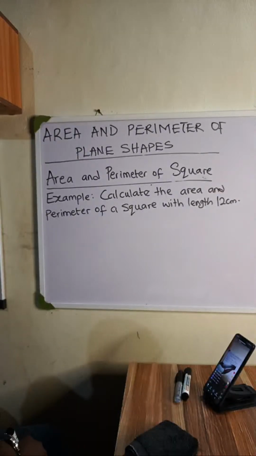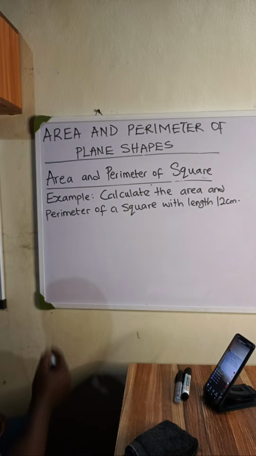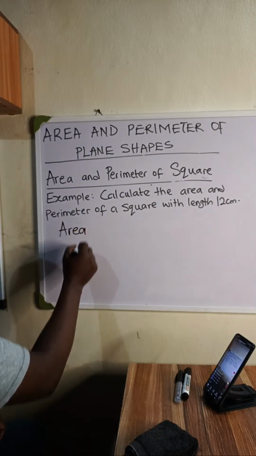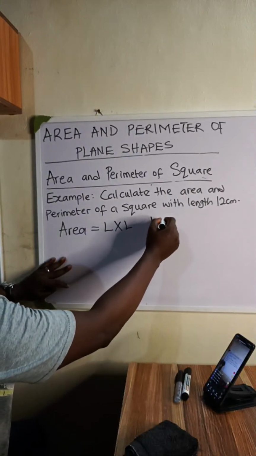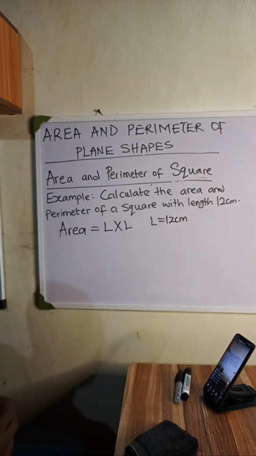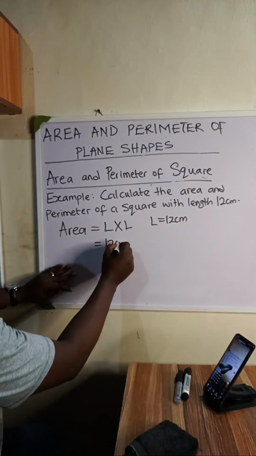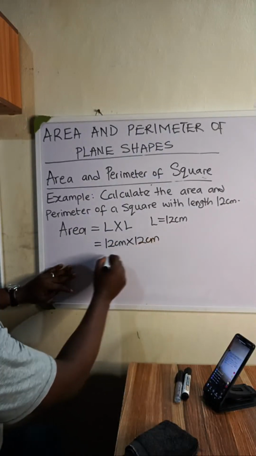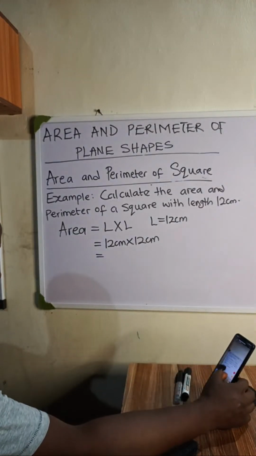So we're expected to calculate the area and perimeter of a square with length 12 centimeter. Okay, so let's calculate the area. Area, we know that area is equal to length multiplied by length. Our length is equal to 12 centimeter. So that means area is equal to 12 centimeter multiplied by 12 centimeter. So what would that give us? 12 centimeter multiplied by 12 centimeter. What would that give us?